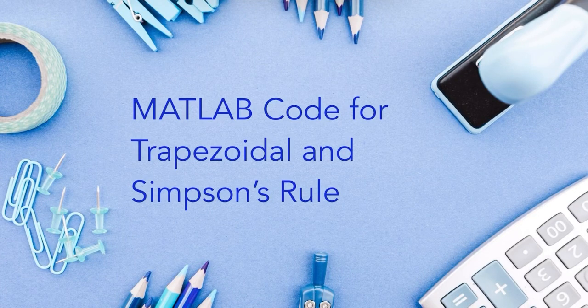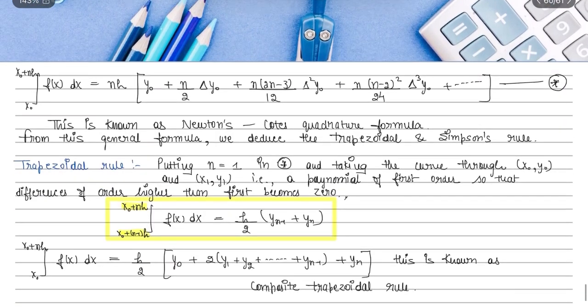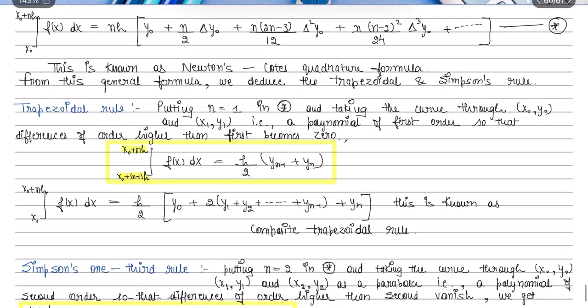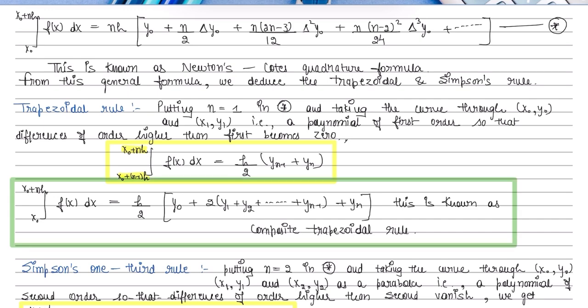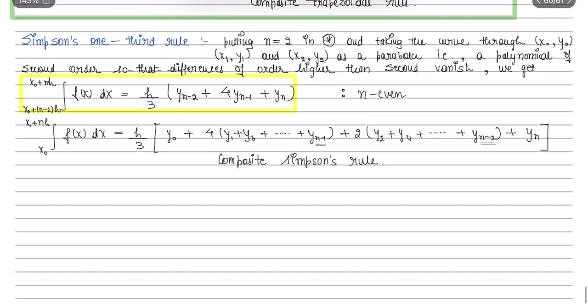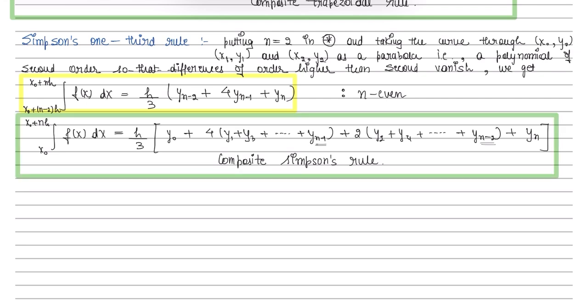In the previous lectures, we have understood what is trapezoidal and Simpson's rule. In this video, we will try to code trapezoidal and Simpson's rule in MATLAB. Let us quickly recall what is trapezoidal and Simpson's rule. For trapezoidal rule, we have defined the formula in this form, and for Simpson's 1/3 rule we have defined the formula as this.